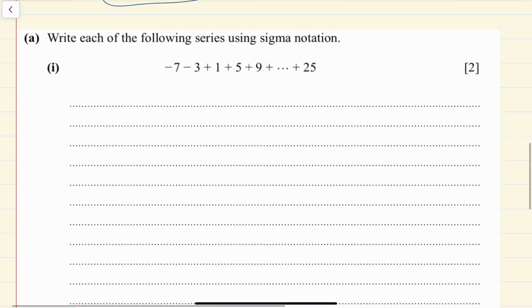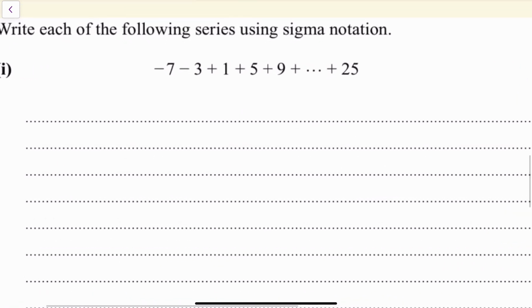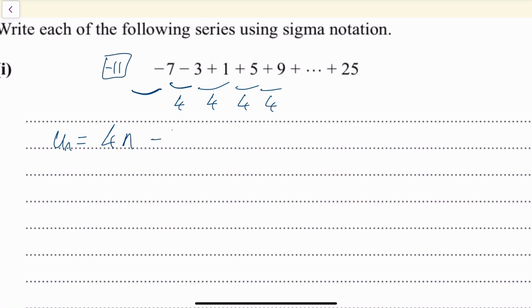Okay, right, next question. It says write each of the following series using sigma notation. First of all, I want to find an nth term for this. I'm not too sure what the nth term would be, so I would just use the common difference. To get from -7 to -3, add 4. So it's just adding 4 every time. The general term u_n has a 4n in it, and if I go backwards, that would take me to -11. So 4n minus 11 is my general nth term.